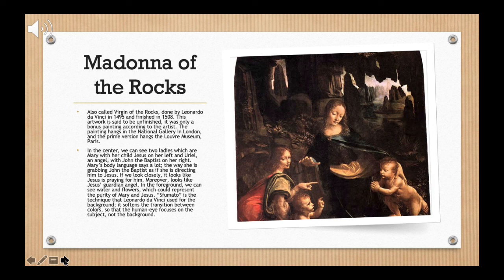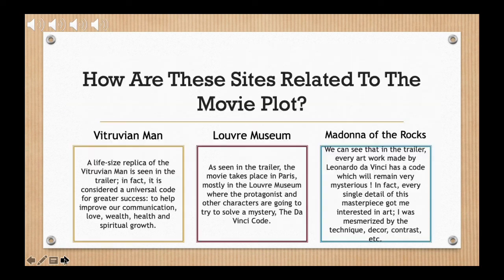Sfumato is the technique that Leonardo da Vinci used for the background. It softens the transition between colors so that the human eye focuses on the subject, not the background. How are these sites related to the movie plot?